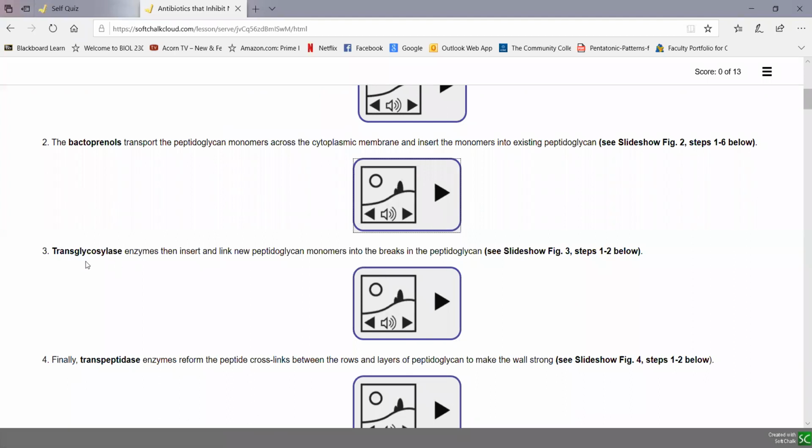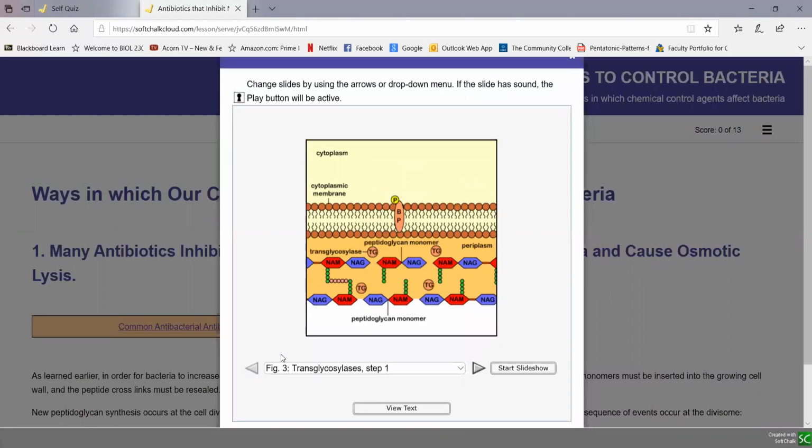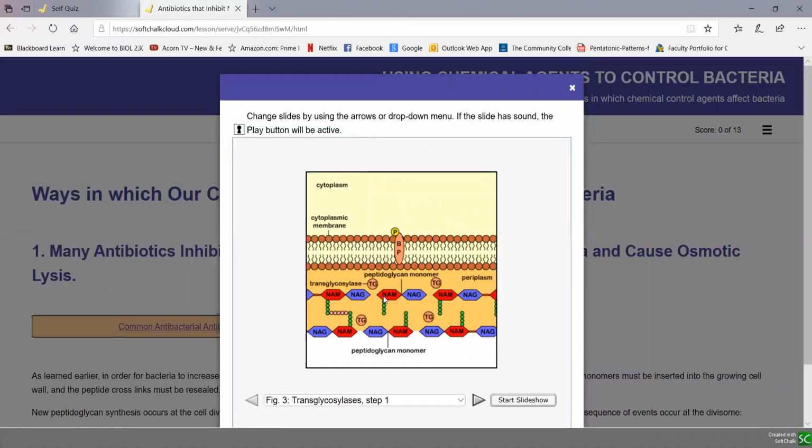Then transglycosylase enzymes insert and link the new peptidoglycan monomers into the breaks in the peptidoglycan. They form the glycosidic bonds that connect one sugar in the row to the next sugar. So they're going to form these bonds here that insert the peptidoglycan monomer into the existing peptidoglycan in the row by forming glycosidic bonds, transglycosylase.